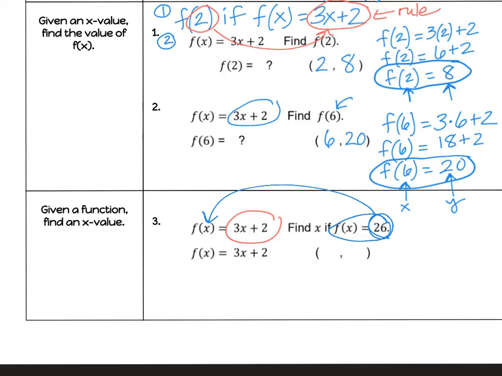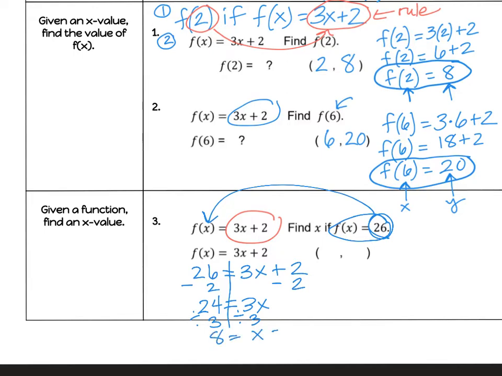So let's go ahead and plug in the 26 because that's what f of x equals, and then write our rule. So then we need to get rid of our constant, which is on the right hand side, the side of the variable. And so now we have 24 equals 3x. And then we need to divide by 3, divide by 3. When we do that, we get x equals 8.